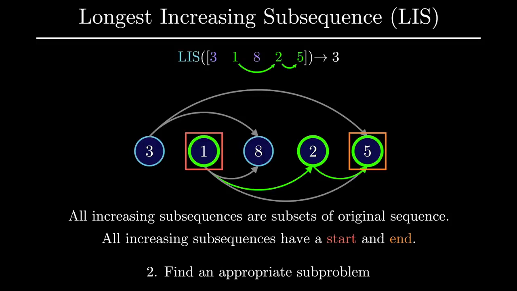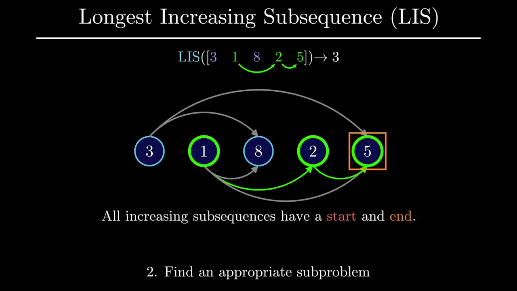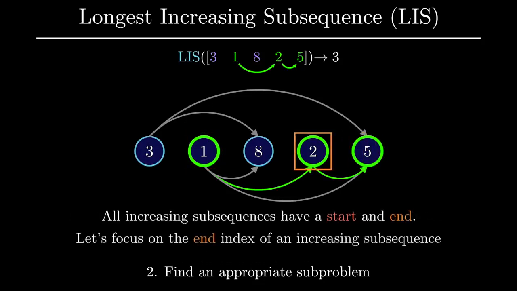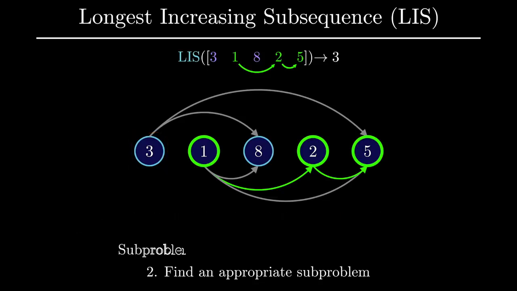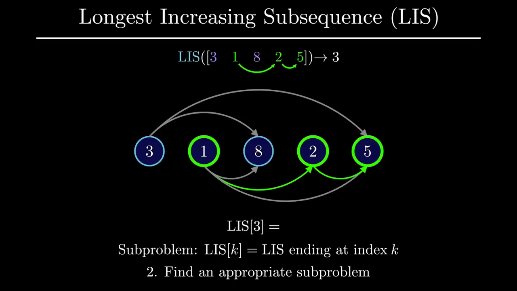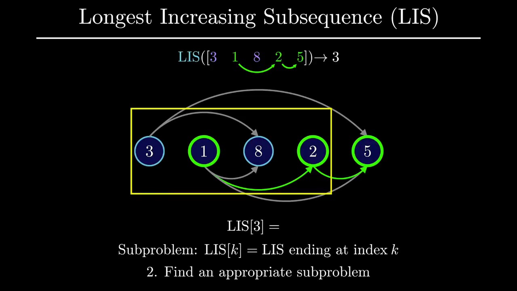So let's modify one of these variables to create a subproblem. Turns out that you can solve this particular problem with either choice, but I personally find focusing on the ending point of a subsequence a little bit more intuitive. Let's define a subproblem for the sequence as LIS at index k, which would mean the longest increasing subsequence ending at index k. For example, the LIS ending at 3 would be the sequence starting at 1, followed by 2, which has a length of 2.